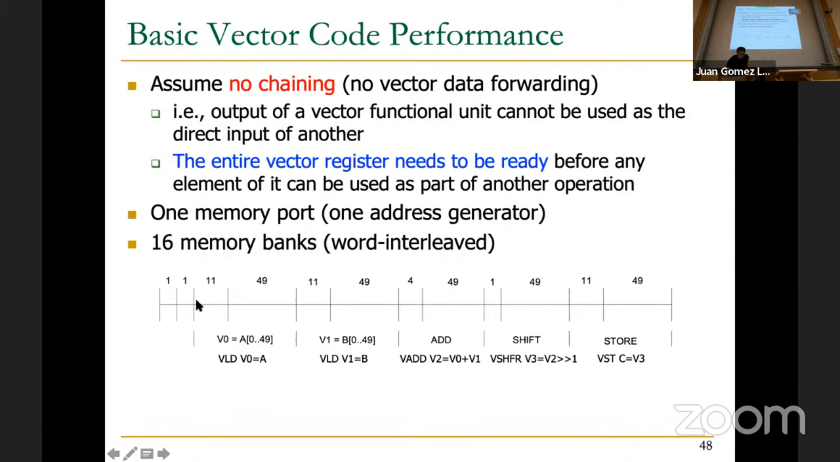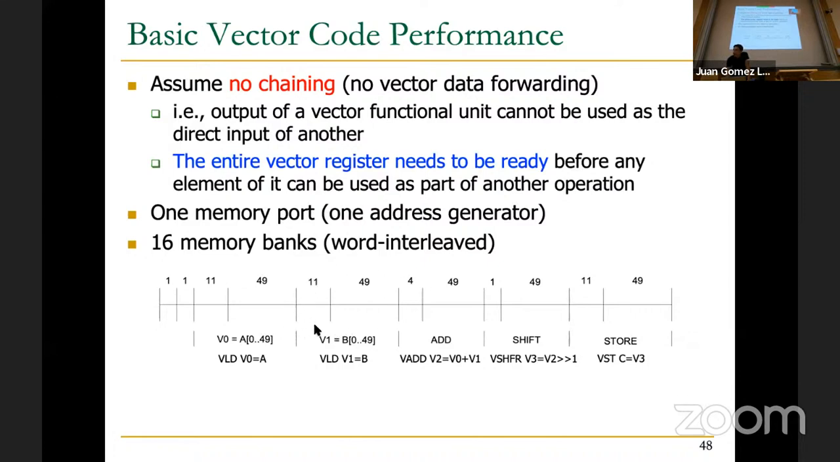So that's what these 11 cycles represent here. One cycle later, right after starting the access to bank zero, we start the access to bank one, and then we start the access to bank two, and so on, until bank 15. That means that after 11 cycles, we get the value from bank zero, one cycle later the value from bank one, and one cycle later the value from bank two. So if we have to access 50 elements, in total, we need 11 cycles for the access to the first bank, plus 49 more cycles for the remaining elements. So that's for the first vector load.